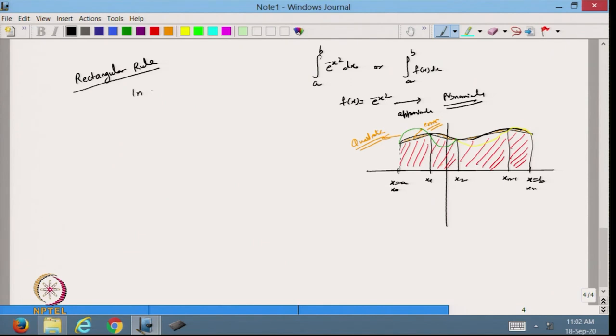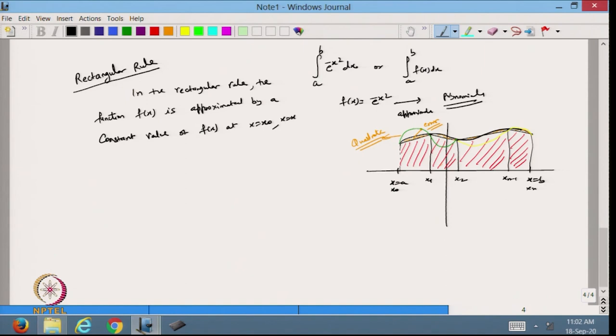So in the rectangular rule, the function f(x) is approximated by a constant value of f(x) at x equal to x0, the nodal value, x equal to x1, and so on. Because at these nodal values I know the value of the function, we can approximate the function by a constant value in the first interval, the second interval, the third interval, and so on.